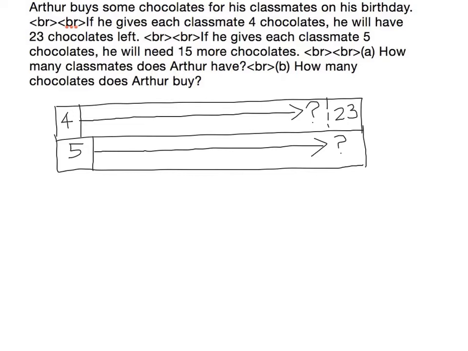enough, so he will need to go buy some more. He will get another 15 more. So this 15 does not belong to him. He needs to buy 15 more chocolates. Then he will have enough.